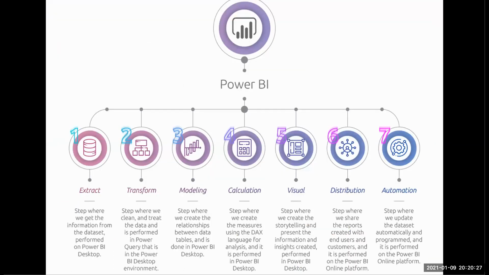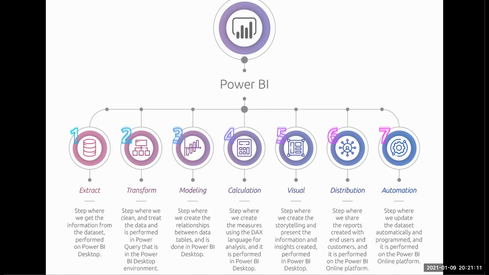Now, I have these 7 powerful functions of Power BI, and I will quickly want to run through them so that we all can understand how this powerful software works. So first, we have extract. Like I explained, from the ETL, the very first function of Power Query or Power BI, I'll be using these two words interchangeably, is to extract data. So think about any single place that your data exists. Power Query can even extract data from PDF files. You can extract data from text files. So this is the step where you get the information of the data set performed on the Power BI desktop.